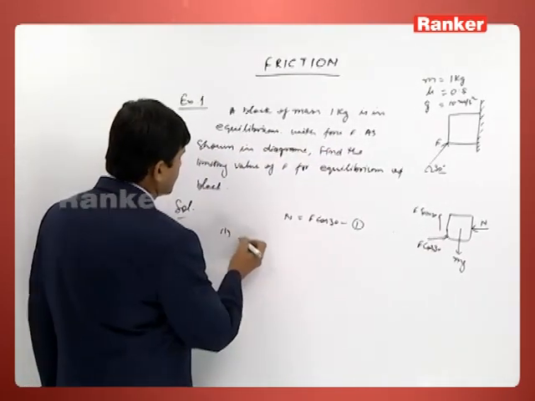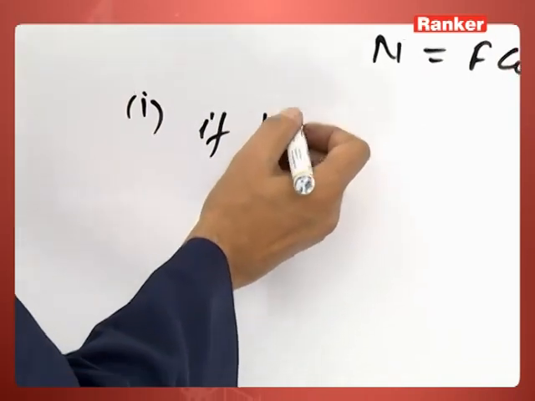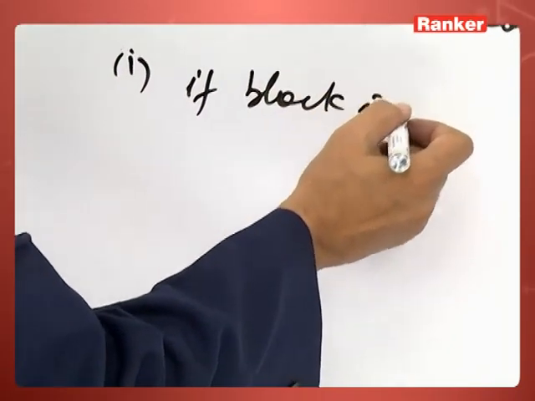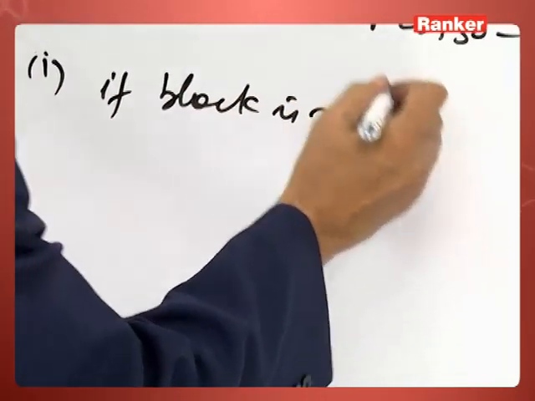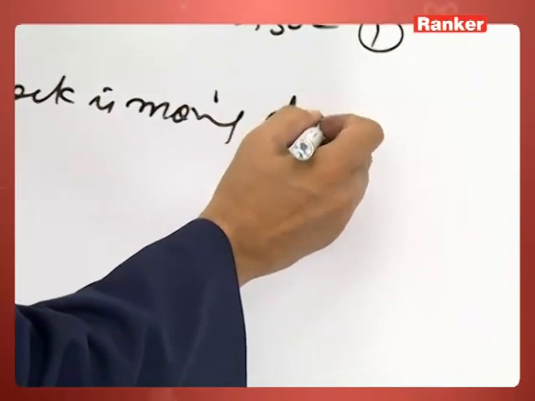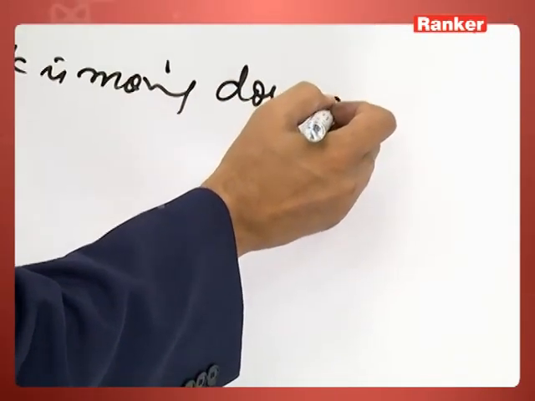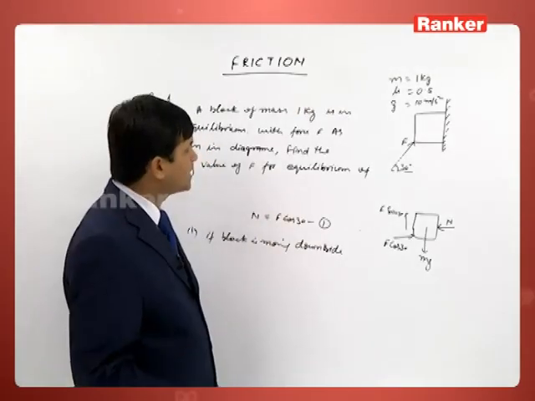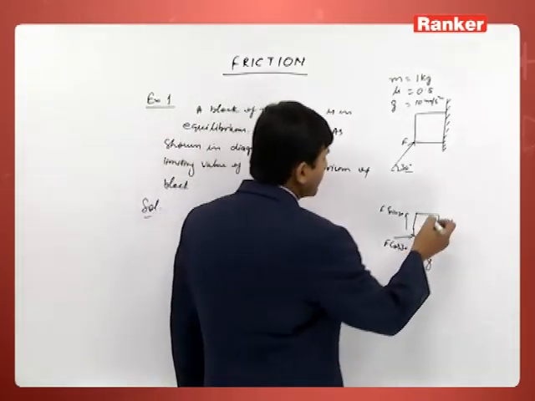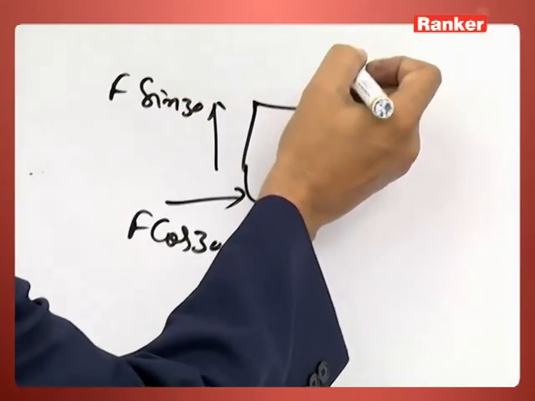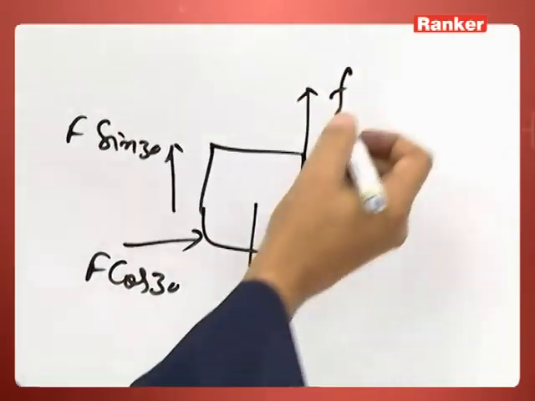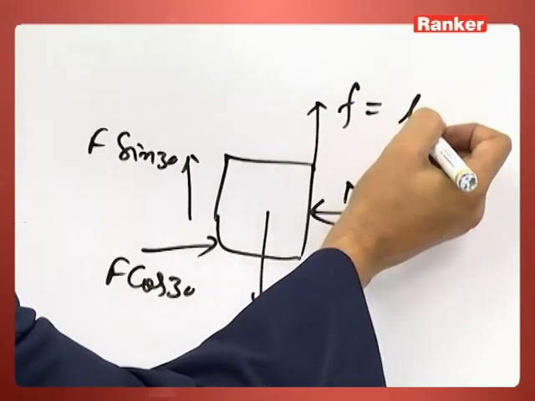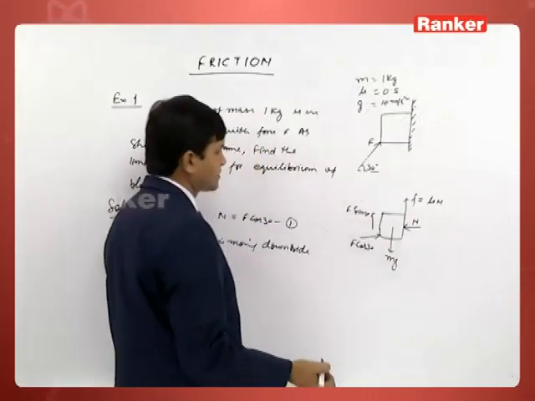First, if the block is moving downside, meaning the block has a tendency to go downside, then friction will act in the upward direction. That friction f is equal to mu into N.